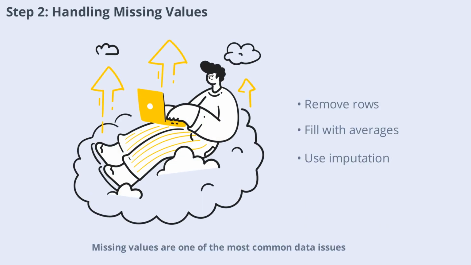Missing values are one of the most common data issues. They can occur for many reasons, such as incomplete surveys or system errors. There are several ways to handle missing data, including removing rows, filling in values with averages or medians, or using more advanced imputation techniques. The best approach depends on the context and the importance of the missing information.